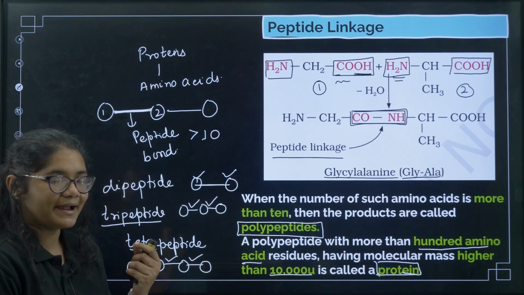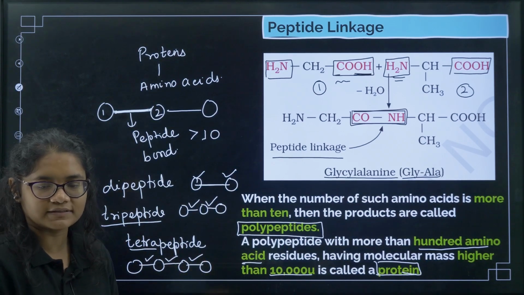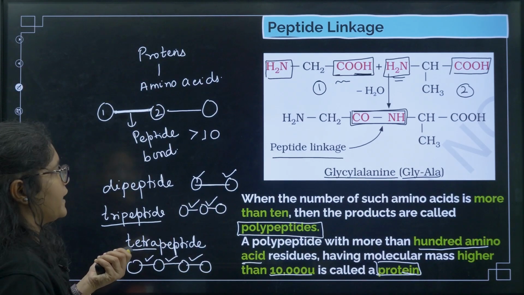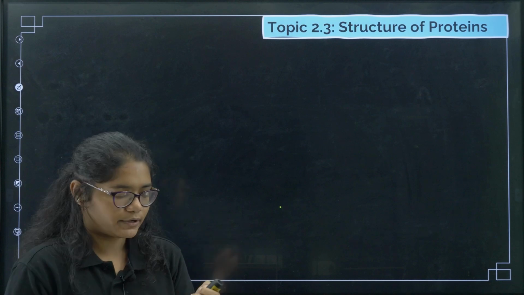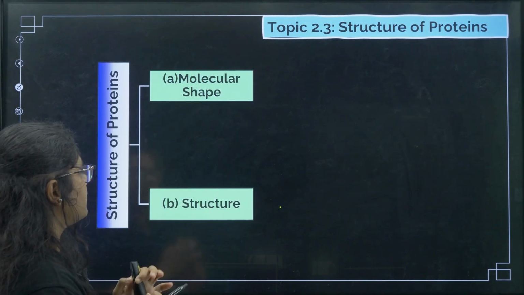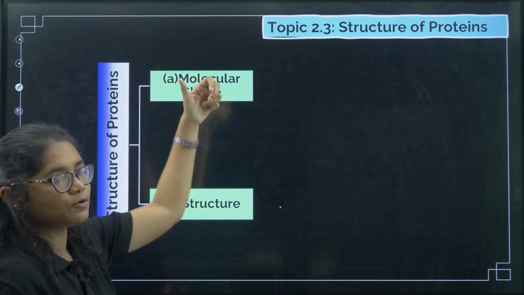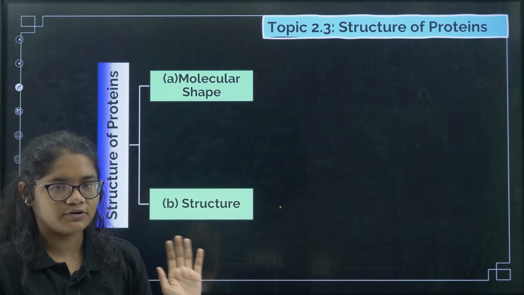So the number of amide linkages will be less than what? How many amino acids will be there? This is very obvious. Now we'll go to the next thing, that is structure of proteins. One thing we are going to study is molecular shape. What is the shape of the protein? Next we'll study about the structure of protein.